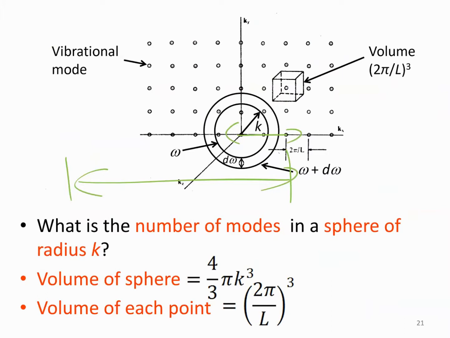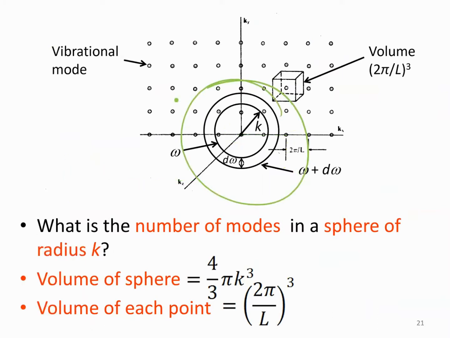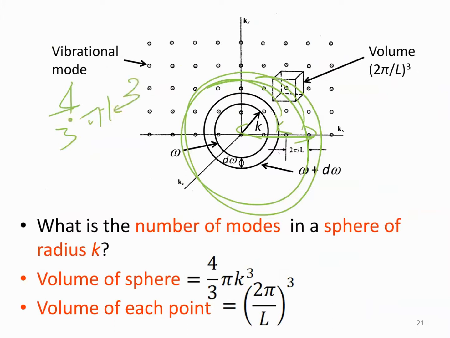And the easiest way is to find it in a sphere, so that we can take the radius as k. So let's say I want to know the number of modes in this sphere. First, from this point to this point is k, the radius. So the volume for this sphere will be 4 over 3 pi k power of 3, right? The volume for this sphere. And then the volume of each cube is 2 pi over L power of 3.